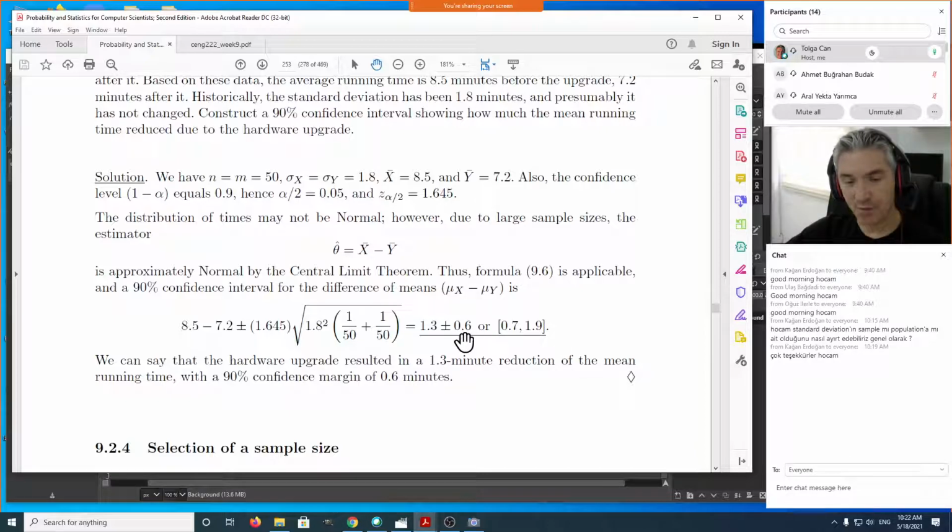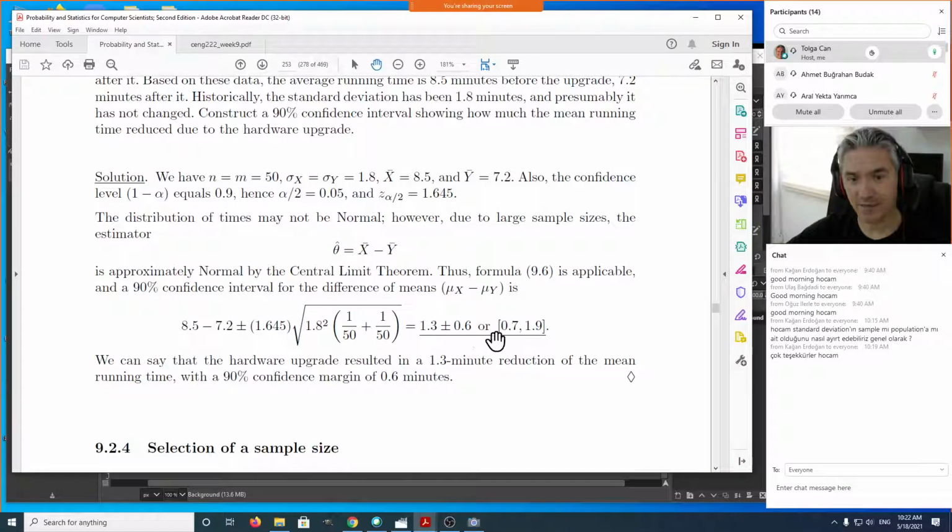If you want to decrease your margin with the same confidence, the way to do that is to increase the sample size. If you increase the sample size, you can decrease this margin, because when you increase the sample size, the standard error is going to get reduced.